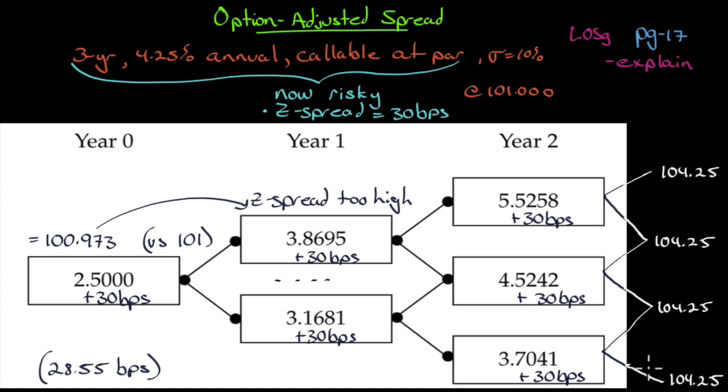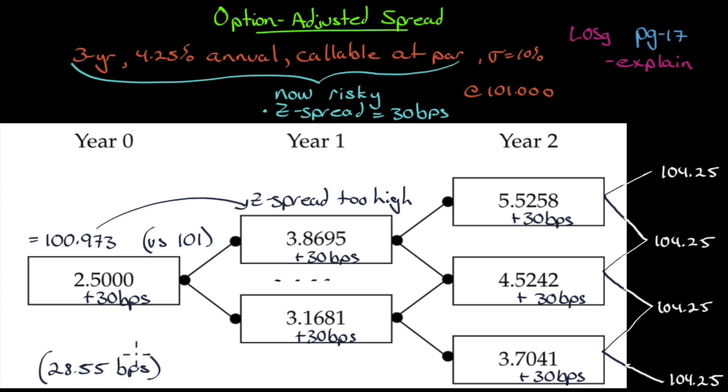So here's our cash flow at the end, 104, and if we work our way backwards, we'll get to 100.973. Remember, we've added 30 basis points to every rate, right? We get to 100.973 versus 101. We need to get to 101, so we know that we're too high on our z-spread, so we might go down to 29 basis points, do it again, and see where we get. Maybe that's too high as well. We might go to 28, find that that's too low. We go to 28.5, so it is iterative. It is 28.55 basis points.